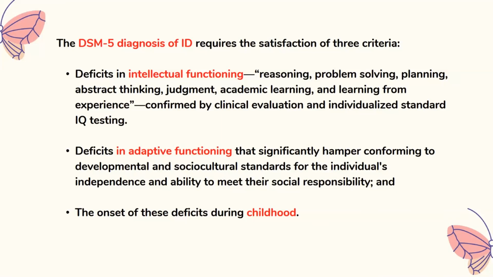All right, so the second is deficit in adaptive functioning. It is defined as significantly hampering conformity to developmental and sociocultural standards for individual independence and the ability to meet social responsibility. So here it means that it determines how well they're able to participate in multiple settings, such as school, the community, or the house itself, and how much support they also require to be able to participate.